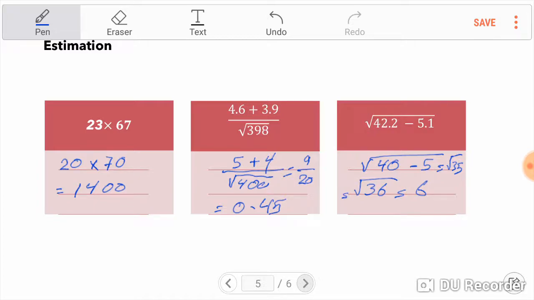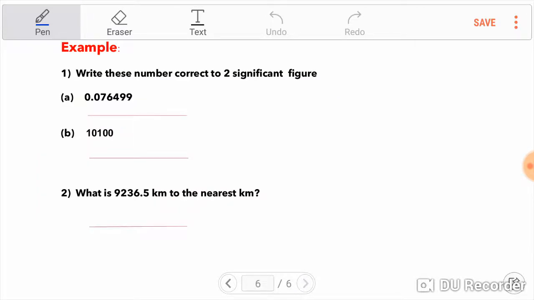Now let's see an example question. Write this number correct to two significant figures. The first significant figure is 7, the second significant figure is 6, and the next digit is 4, so we keep 6 as it is. 0.076, and remove the other digits.